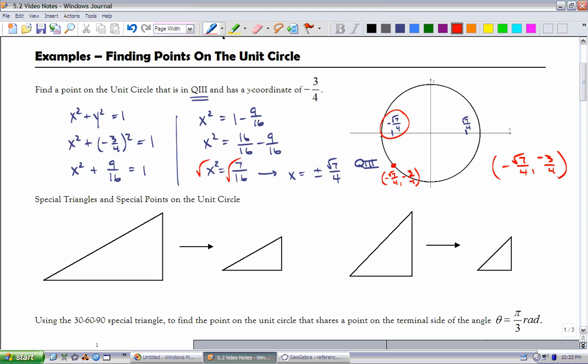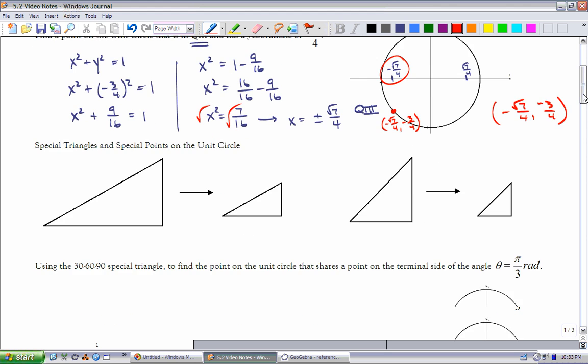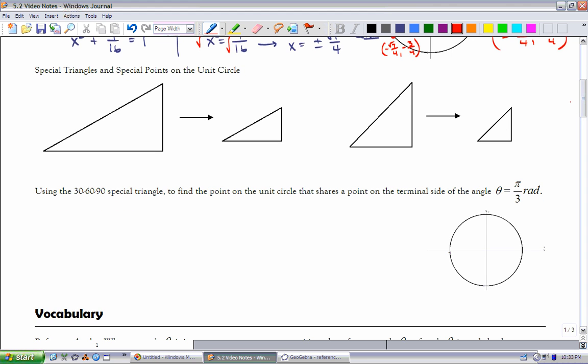-3/4. Okay, now to find other points on the unit circle, one of the things that we'll want to make the connection for, and here's the main reason, is that these are special points or easy points that you can find without the use of a calculator.